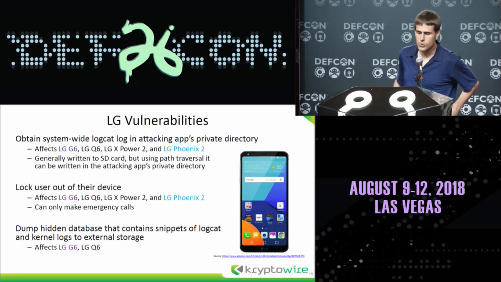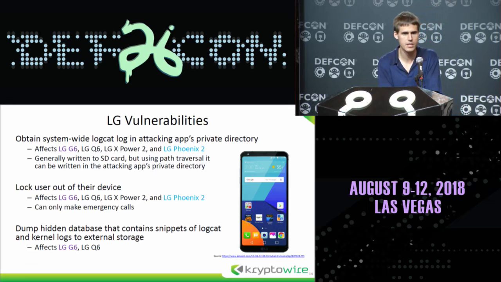And moving on, switching to LG, we have some vulnerabilities here. You can also obtain the system-wide logcat log, except this time you can get it written to the attacking application's private directory, so you don't need any permissions, and you can see the devices affected. It's generally written to the SD card, but you can use path traversal, and you can also inject a parameter argument to the command that's being executed to get all of the logs. You can also lock the user out of their device, so a zero permission app can just send a single broadcast intent, and the screen lock will not let the user in. I'll show a video of that soon.